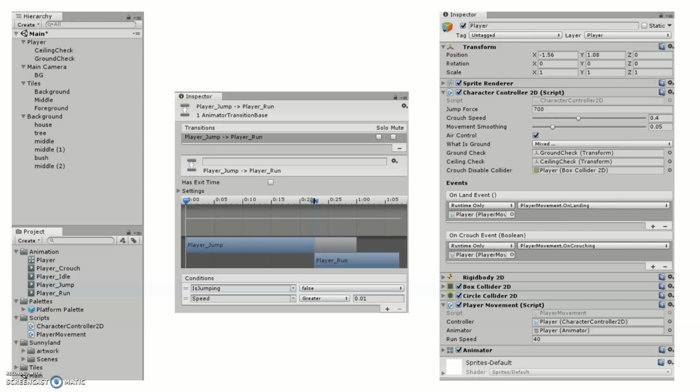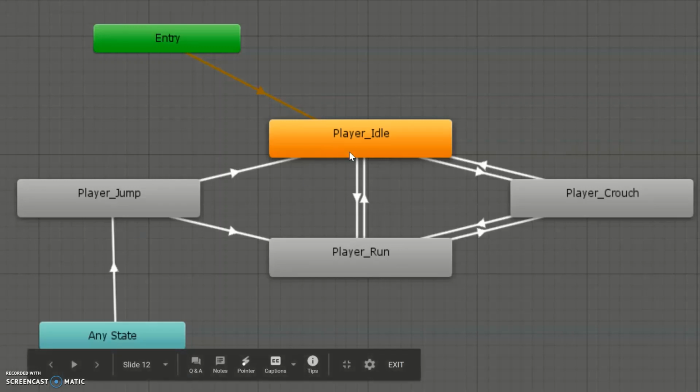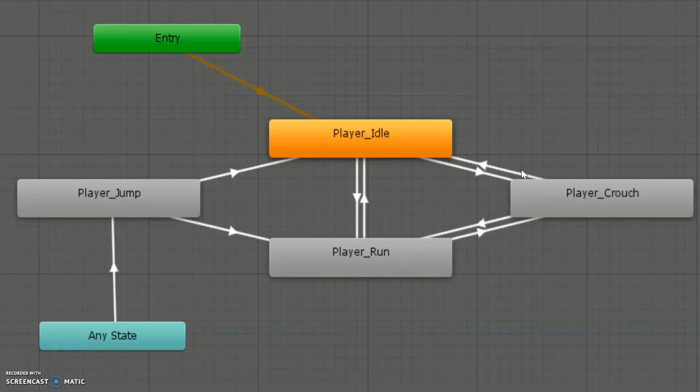So this is just a general overview of what it looked like in the actual Unity, but here is a thought map of how it would work. If an entry was put in, for example, the jump button, then the player idle, which is what is moving the fox, would jump and could run at the same time. But if the player was crouching, it could also run and jump at the same time.